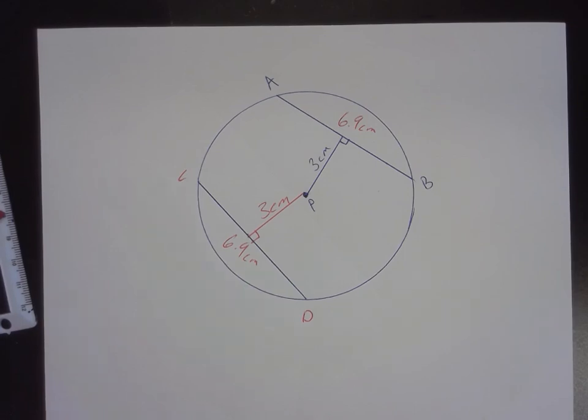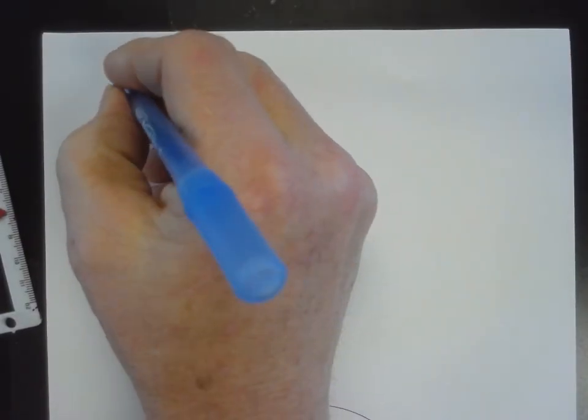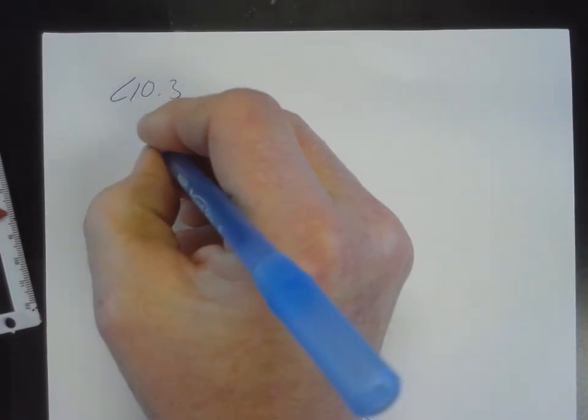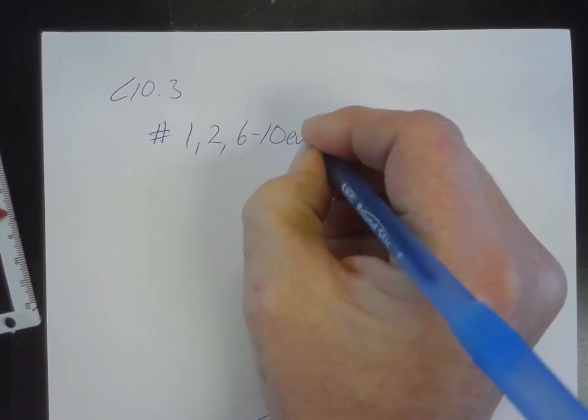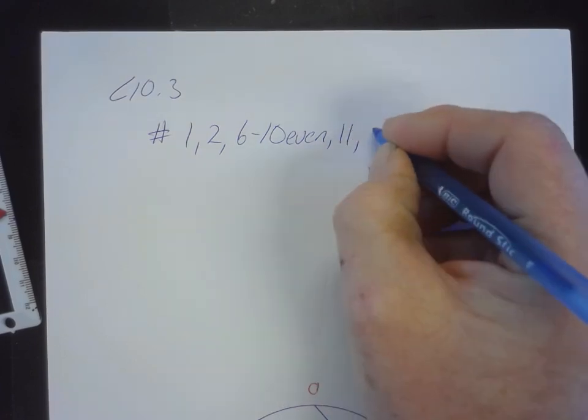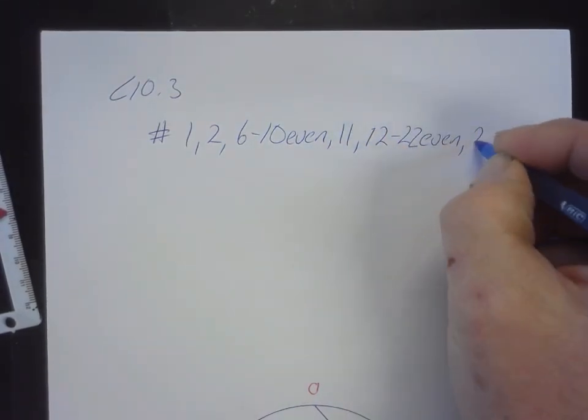Okay? So here's your homework for today. Should be kind of interesting. Chapter 10.3, 2, 6 through 10, the even, 11, 12 through 22, the even, and 26 through 28.